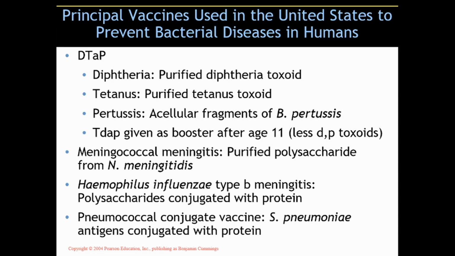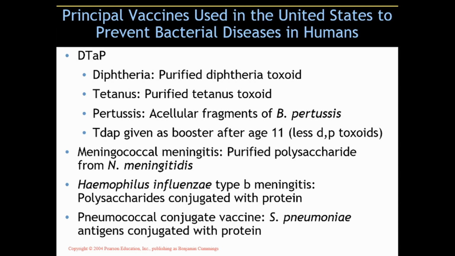Meningococcal meningitis: that's the purified polysaccharide from Neisseria meningitidis. So you have the carbohydrate portion of this bacterium, Neisseria meningitidis, and you take that purified polysaccharide carbohydrate, and that's what's used in that particular preparation. Haemophilus influenzae type B meningitis: polysaccharides conjugated with a protein. So here we don't have just the polysaccharide like with the meningococcal meningitis preparation. Now it's conjugated with a protein. And we'll talk about why there are conjugations in a few minutes.